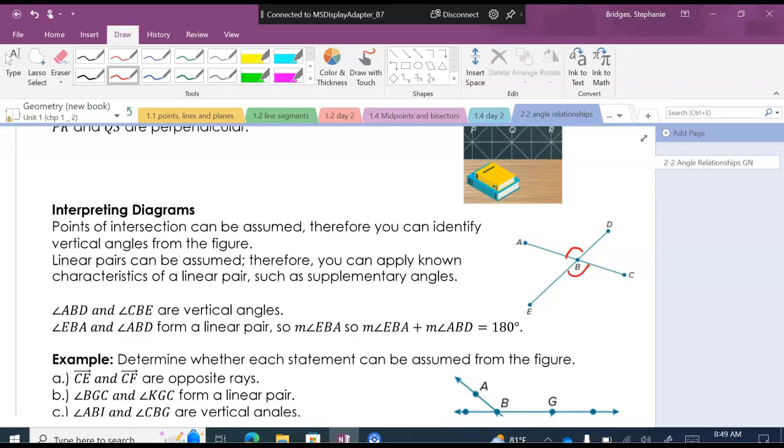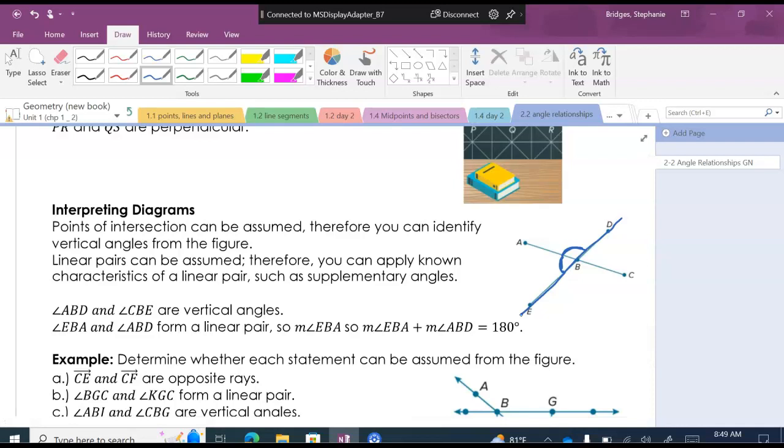And then it says angle EBA. Let me erase my markings. Angle EBA, which is this angle here, and angle ABD, which is this angle here, are a linear pair. Do you see how they form that straight line right here? Yeah. So we could add those two and set them equal to 180. And that's just based off of looking at a picture.